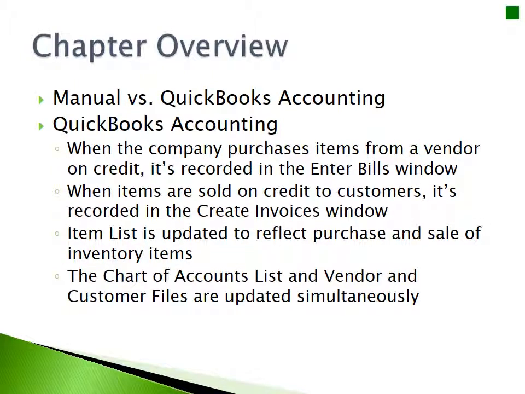When the company purchases inventory items from a vendor on credit, the transaction is recorded in the Enter Bills activity window. When the inventory items are sold on credit, the invoice will be recorded in the Create Invoices activity window. QuickBooks updates the chart of accounts list and the vendor and customer files at the same time these transactions are entered. It also updates the item list to reflect the purchase and sale of inventory items.